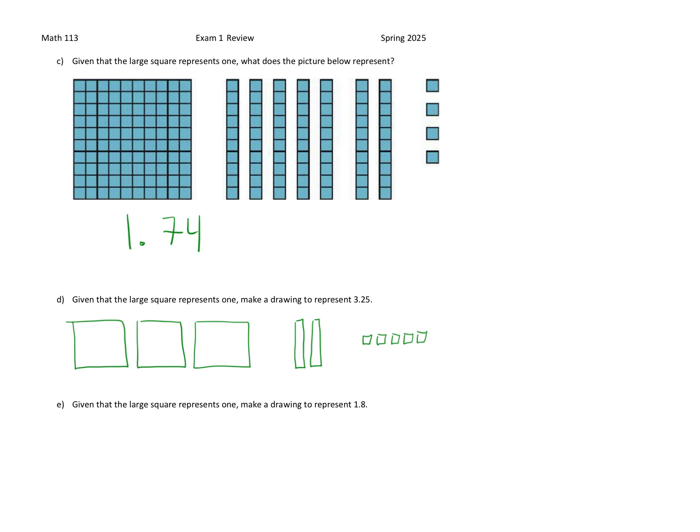Okay, given that the large square represents 1, make a drawing to represent 1.8. Okay, so my flat is 1, so I'm going to do that for the 1 part. And then I have 8 tenths, and each long represents a tenth, so I have 8 longs. And I have no hundredths, so I don't draw any little shorts.